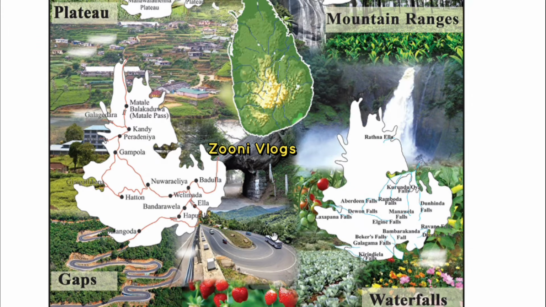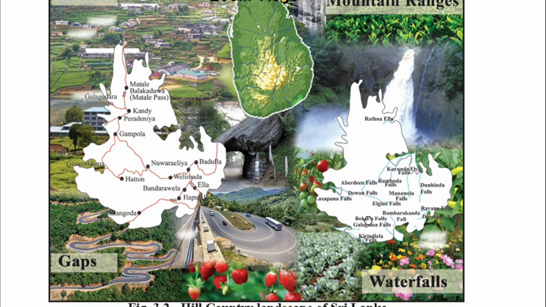Okay, and the other one is the waterfalls. Ratnalla, Kurundu Oya Falls, Dunhinda Falls, Rambodha Falls, Aberdeen Falls, Devon Falls, Laxapana Falls, Ilmi Falls, Manawela Falls, Ravana Falls. And here you can see Baker's Falls and all. Now you can see here there are many falls.